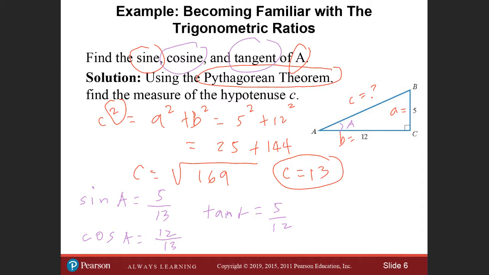If you're going to be asked for the reciprocal function of sine, cosecant, you just flip that. The cosecant of A would be 13 over 5. And secant A would be 13 over 12. And cotangent A would be 12 over 5.